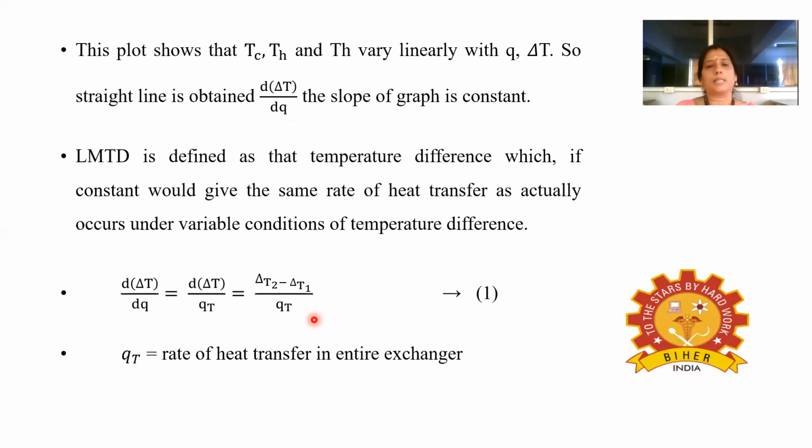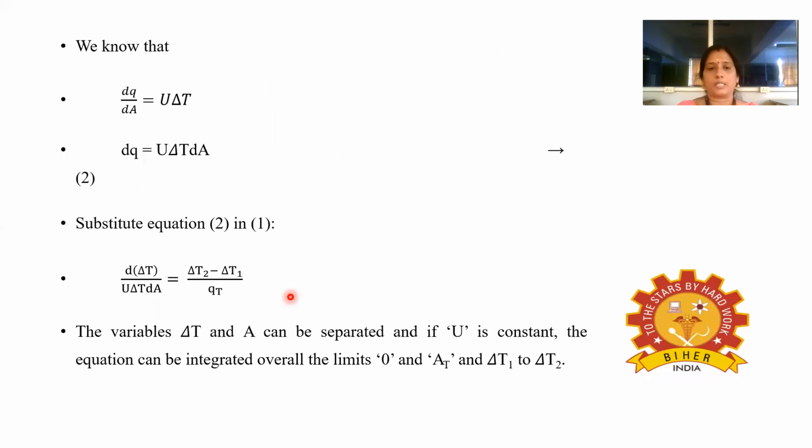So how can we define this LMTD? LMTD is defined as the temperature difference which, if constant, will give the same rate of heat transfer as actually occurs under variable conditions of temperature difference. Here d delta T by dq is the slope. What is delta T? Delta T is nothing but the temperature difference, inlet temperature difference and outlet temperature difference, which is delta T2 minus delta T1. And Q is the rate of heat transfer in the entire heat exchanger.